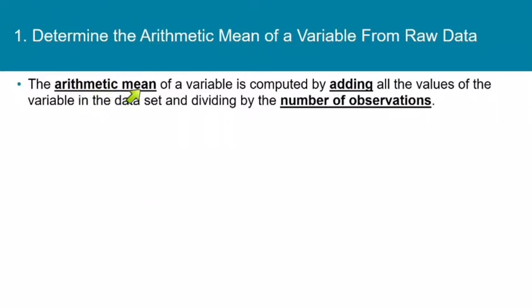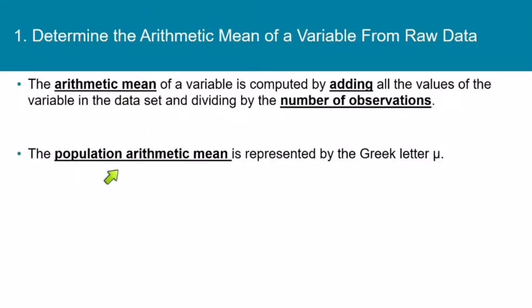The arithmetic mean, which we usually just call the mean of a variable, is computed by adding all the values in the data set and dividing by the number of observations. So we add all the values together and divide by the number of observations. That's what you've always called an average, but from here on out we will call it the mean.